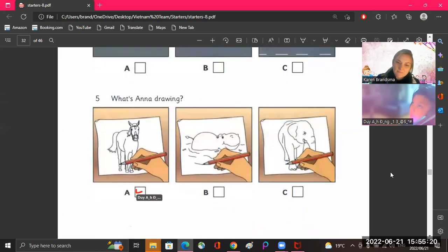Yes. 5. What's Anna drawing? What are you drawing, Anna? Is it a hippo? No, Dad. Try again. Is it an elephant? No. Look, it's a horse.